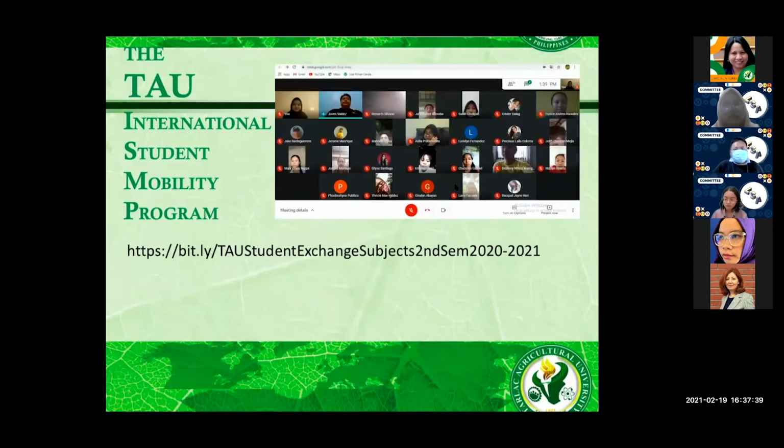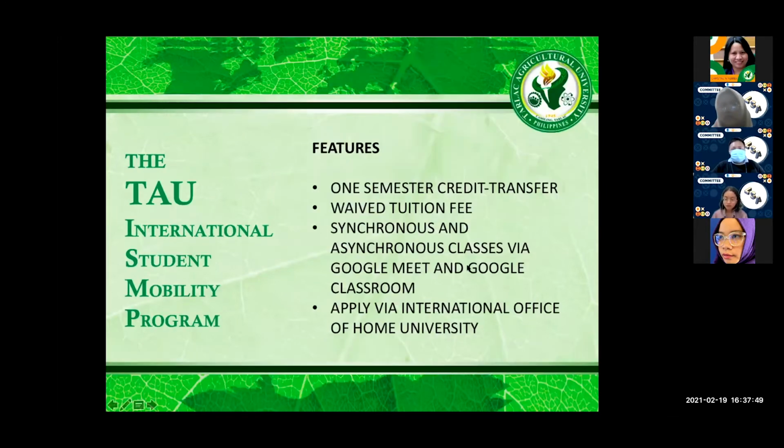This is a one semester credit transfer program. You don't have to pay tuition fee. It's waived. You can attend synchronous and asynchronous classes via Google Meet and Google Classroom. And you can apply via your international office. We are giving 5 free slots for ITS every semester.